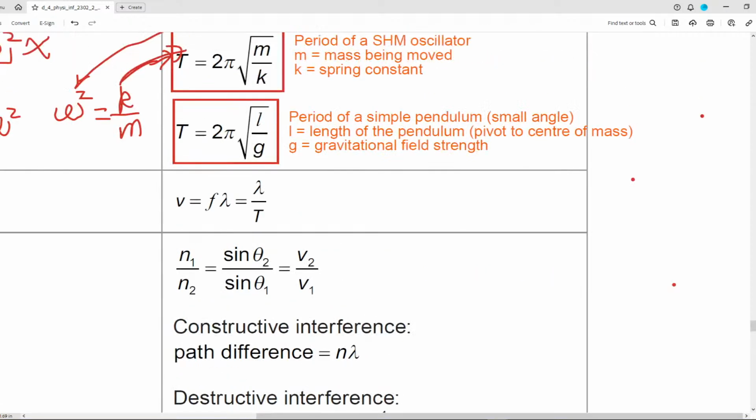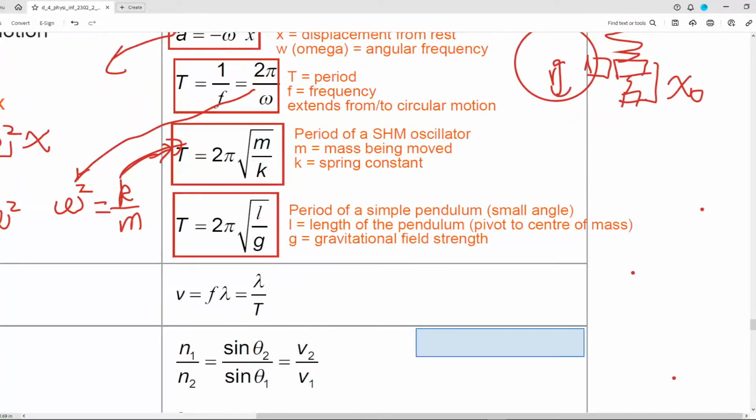So that's all of IB simple harmonic motion, higher level included. Please scroll back up. There we go. Now let's continue with waves.